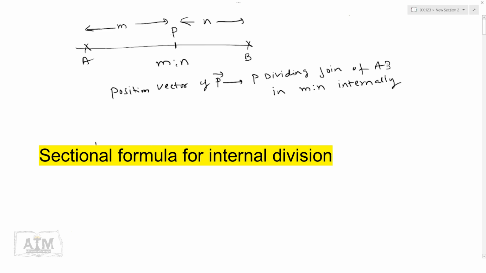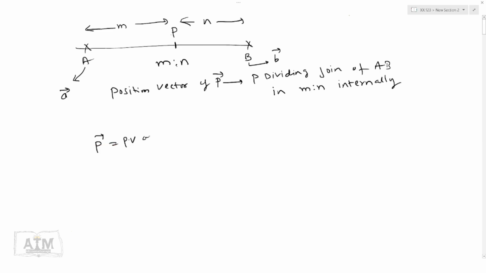First of all, you decide the position vector of point A, that is vector A, and the position vector of point B, that is vector B. Then the position vector of point P is given by, and how to remember it: first write m and write n, then write the second vector, then plus, then the first vector, upon m plus n. By using this formula, we can easily find the position vector of point P.